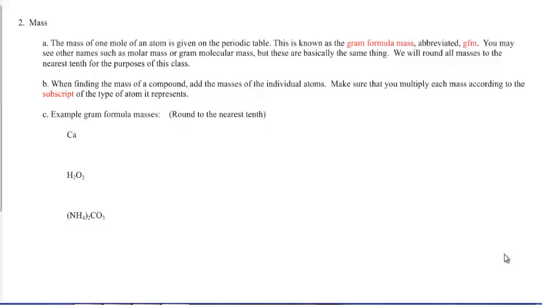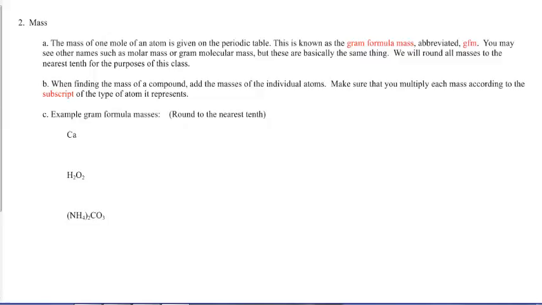When finding the mass of a compound, you have to add the masses of the individual atoms. Make sure that you multiply each mass according to the subscript of the type of atom it represents. So let's go through some examples. First, let's just start with an atom, calcium. You want to look on the periodic table.